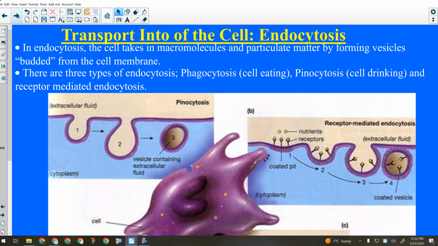Now, for a cell to eat, especially the amoeba, this is how the amoeba eats. It uses a process called phagocytosis, which is the enveloping of a material and just taking it into the cell in a vesicle or a vacuole. Usually if it's got food in it, we call it a food vacuole. So the membrane just kind of does this.